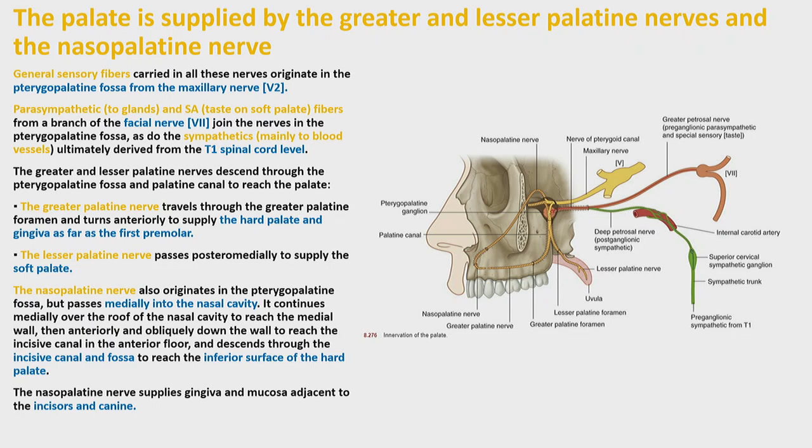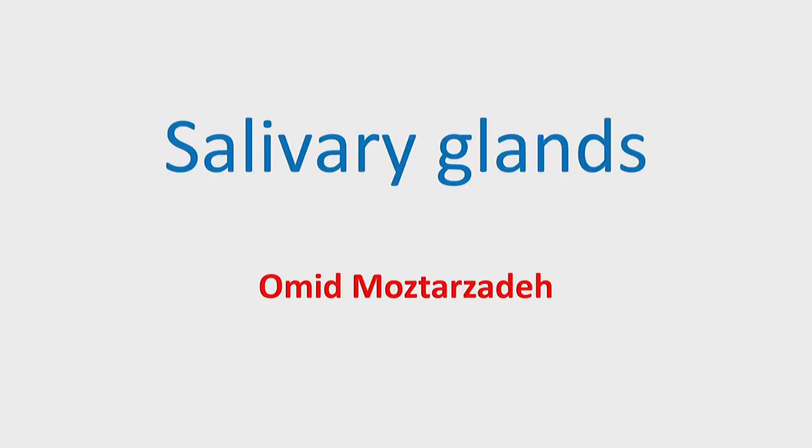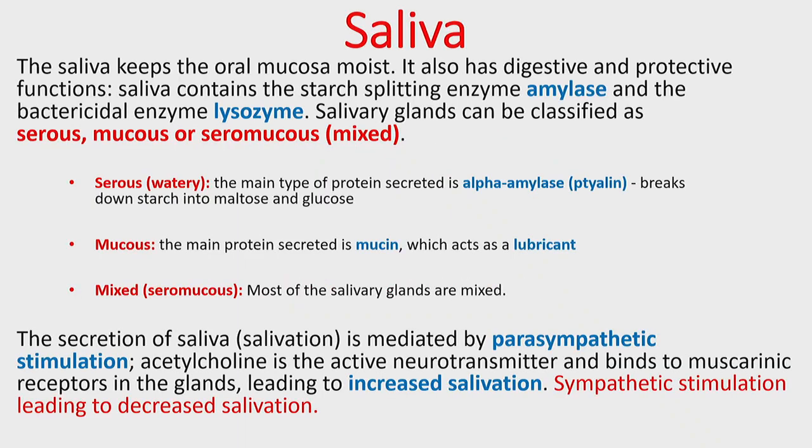Yes? So this is the recapitulation for the sensory innervation and the secretomotor innervation of the glands. The salivary gland is the next chapter and the last chapter of our lecture.